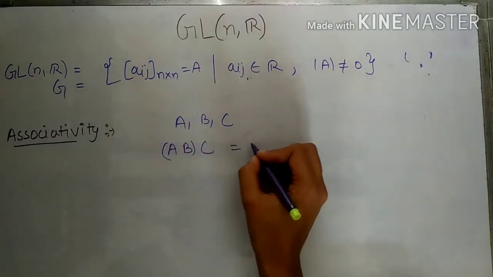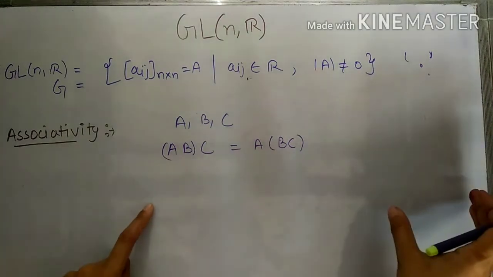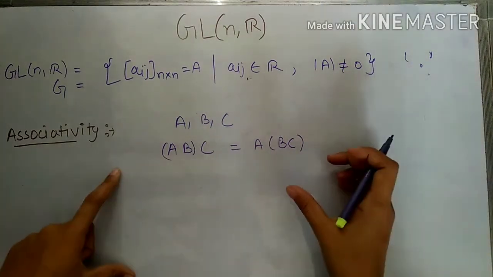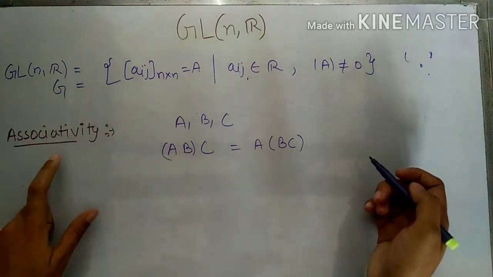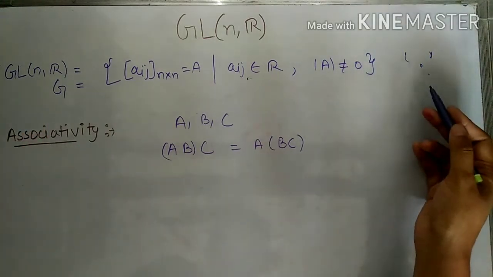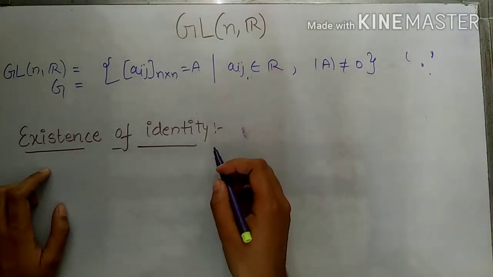Then they always satisfy this property, that is (AB)C is equal to A(BC). This is true for any kind of matrices of same order. So this result is true here also. So what we get from here is that G is associative under the operation of matrix multiplication. Now we will check the property of existence of identity.